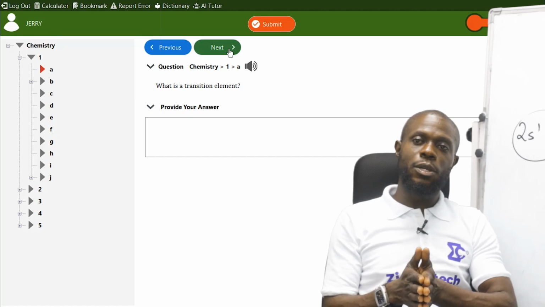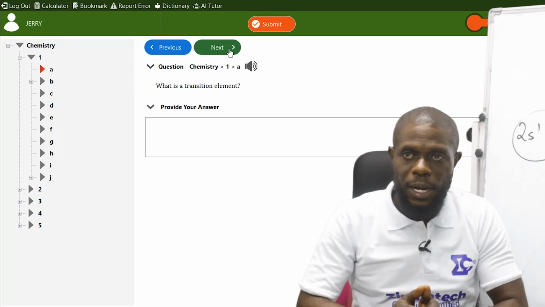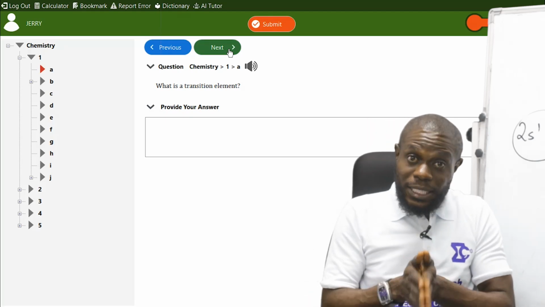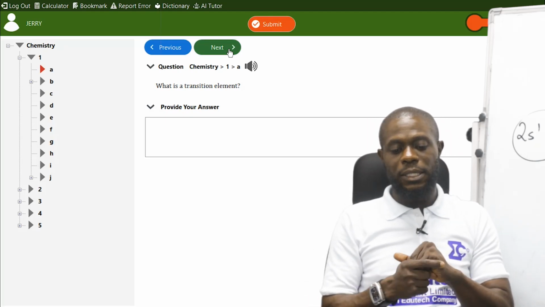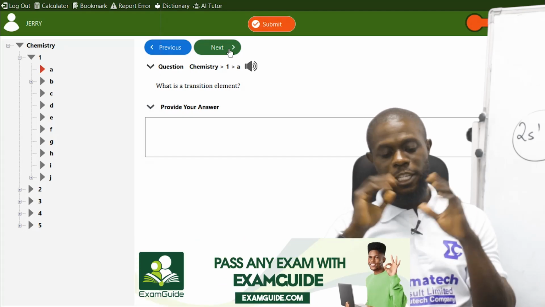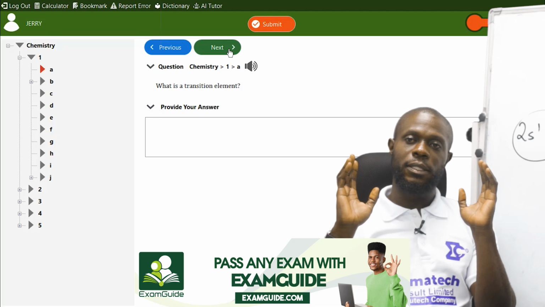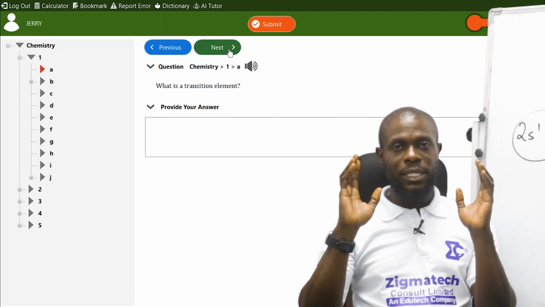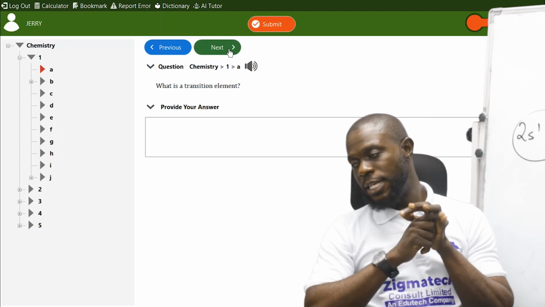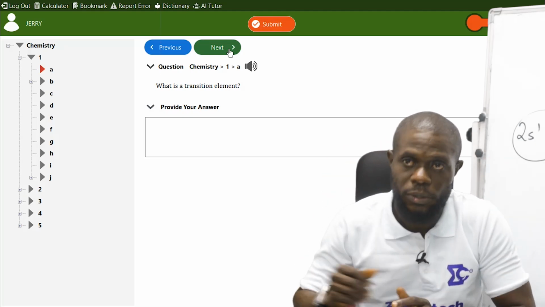So the transition element is telling you that it has incompletely filled d orbitals. But IUPAC, the International Union of Pure and Applied Chemistry, defined a transition element as an element having a d subshell that is partially filled with electrons.